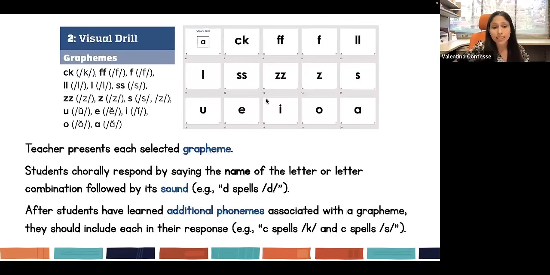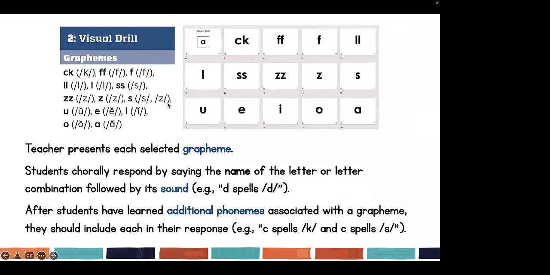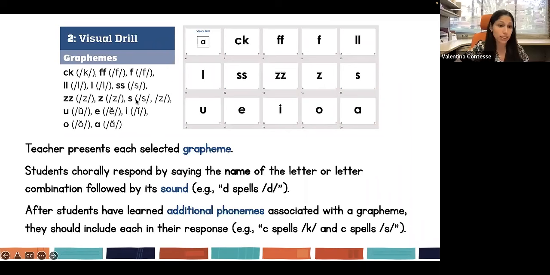After the students have learned additional phonemes associated with any grapheme based on the scope and sequence, they would include all of these in the response. So for example, if they have learned both sounds for C, they would say C spells K and C spells S. Another example that you see here in the lesson on the screen is for the grapheme S. At this point in the scope and sequence, students have learned both phonemes S and Z to represent that grapheme. So when students see that S on the screen, they would say both phonemes or sounds that they have learned for that grapheme.